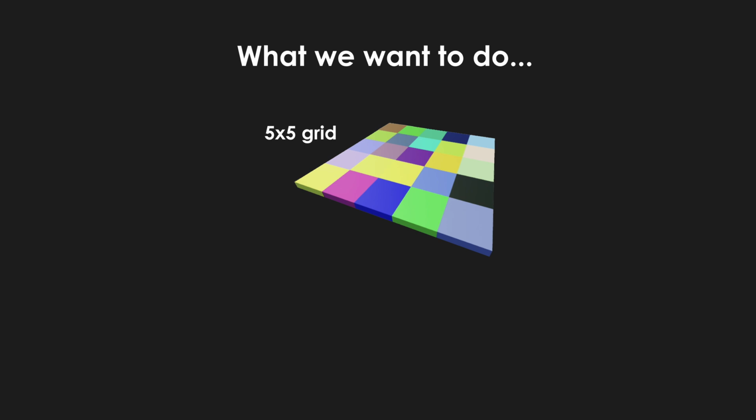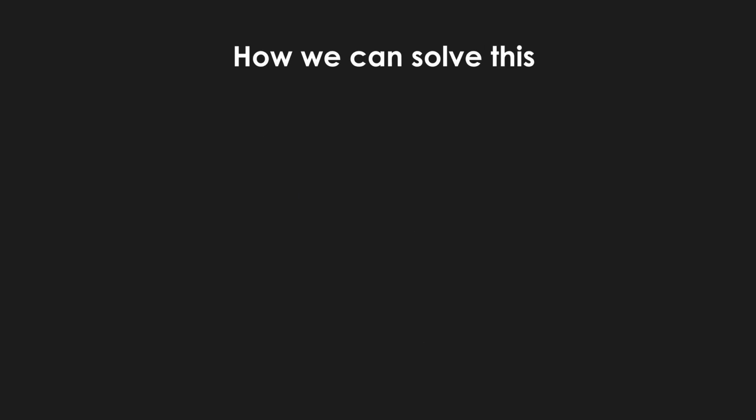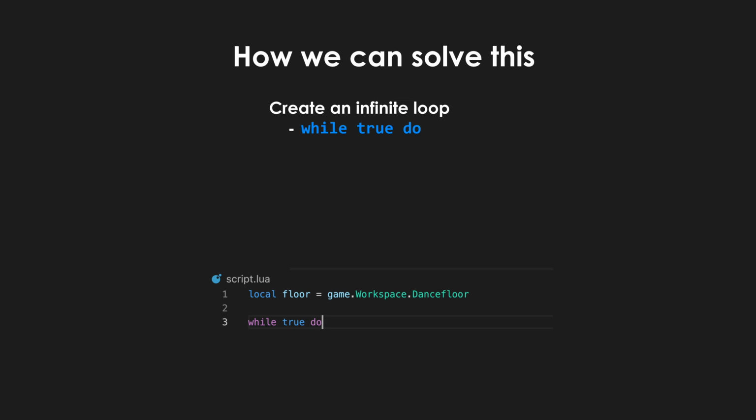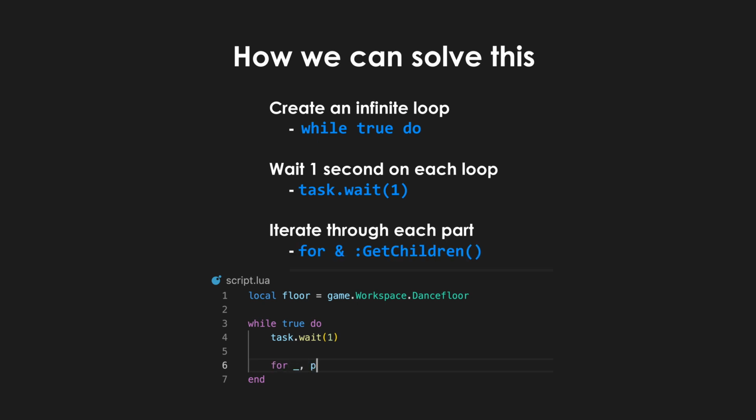So, our dance floor is a folder containing a 5x5 grid of parts. Each second, we want to generate a new random color for every part in the folder. To do this, we first need to create an infinite loop so the dance floor can run forever. We then want to wait 1 second on each loop. After waiting, we need to iterate through each part in the dance floor's folder. We can do this with a for loop and GetChildren, which returns a table containing the children of the folder.